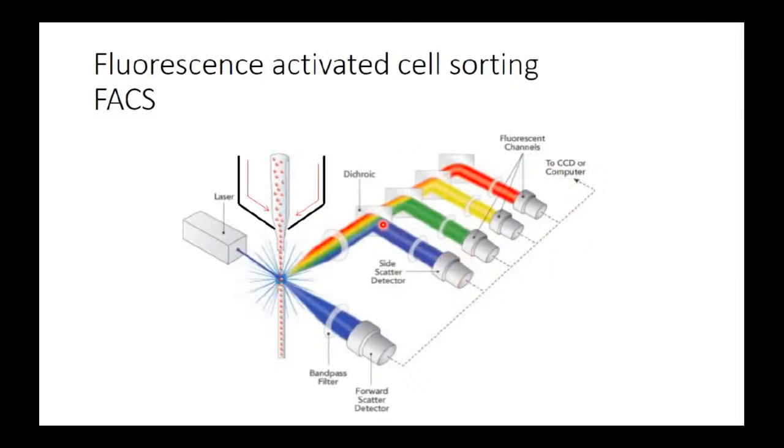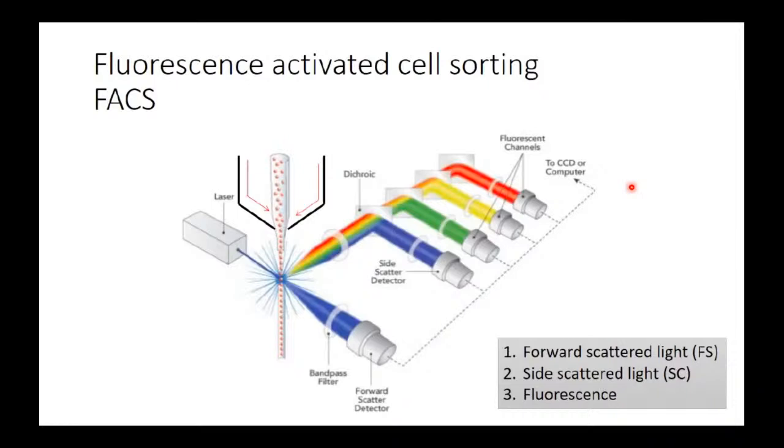Here we have mirrors and filters, which are aimed to filter the light and to deliver particular wavelengths to the appropriate detector. Then all the detectors are connected to the computer, which is going to analyze the data. Now let's speak more in detail. As we saw in the flow cytometer, we have forward scatter and side scatter. Here we have also the fluorescence.